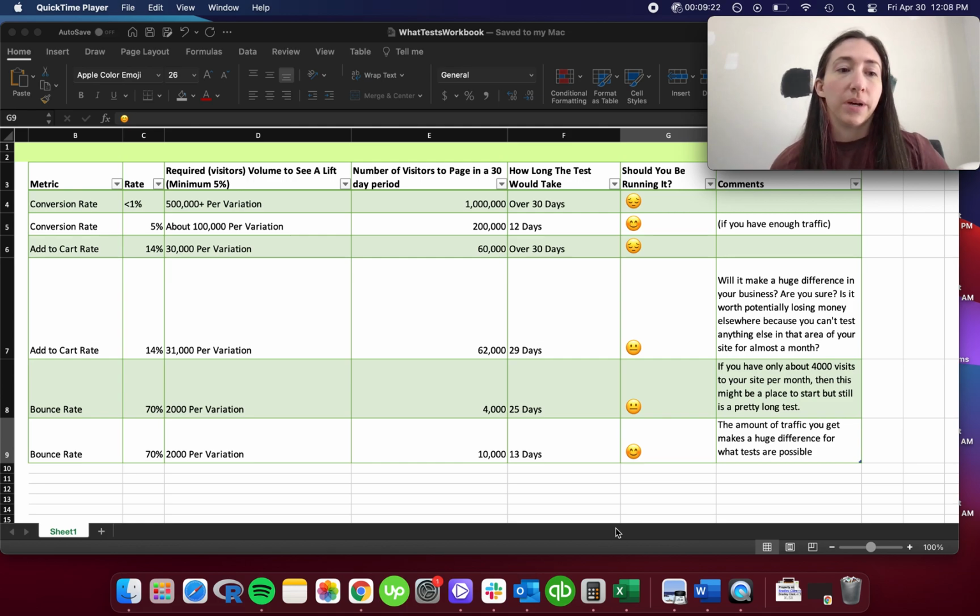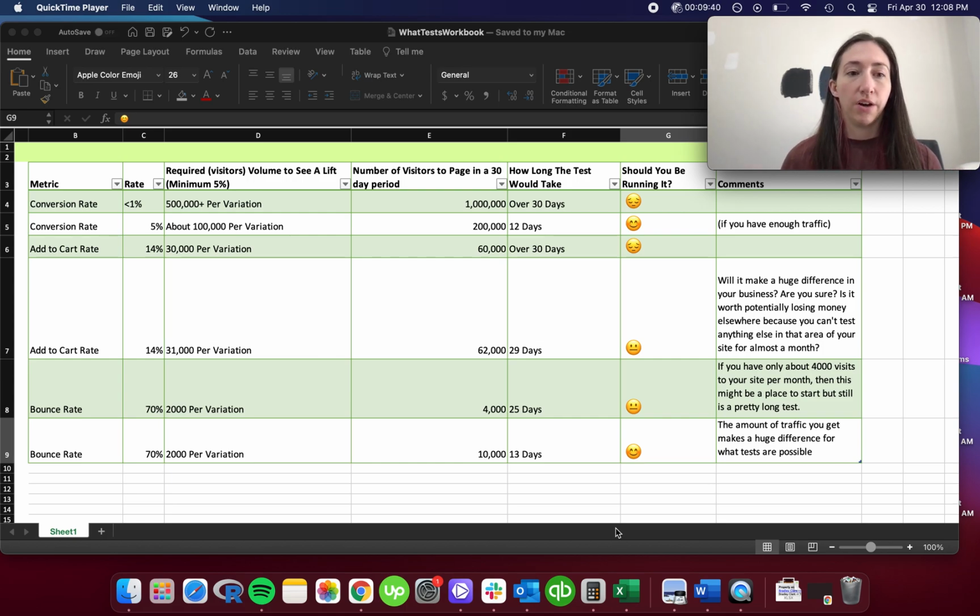So, what we're going to talk about is what you can test based on the traffic that you currently have on your site. A lot of people get this wrong, and a lot of people test the wrong things at the wrong time based on the amount of traffic that they have. And this is a huge pitfall and can end up having an A/B testing program where you don't actually see impact.